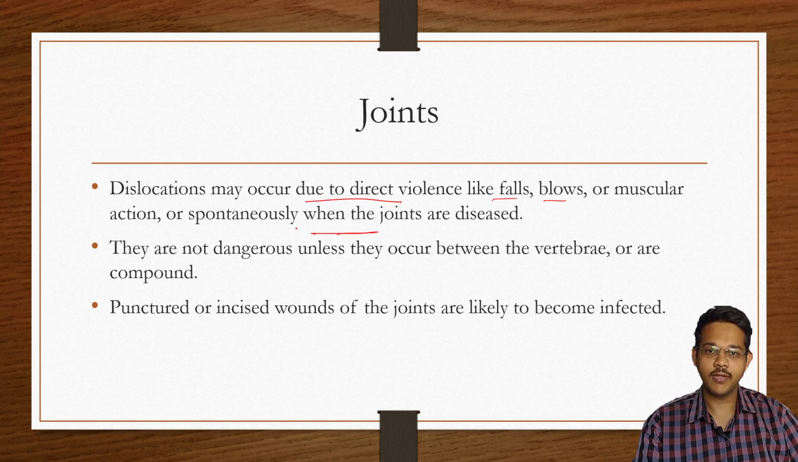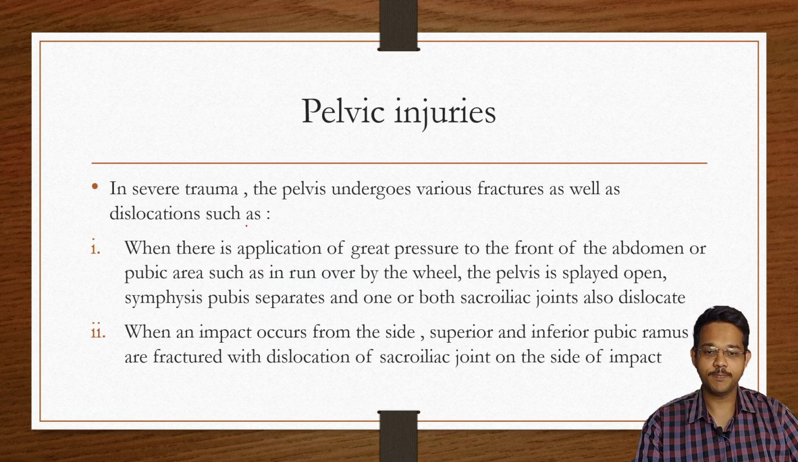Except for direct injury to the joints, some indirect injuries may lead to dislocation of the joints. They are not dangerous unless they occur between the vertebrae or are compound. So unless the dislocated bone pierces the skin, they are not so dangerous. But if the dislocation is in the spine, at the vertebrae, it becomes dangerous. Punctured or incised wounds of the joints are likely to become infected and the chances of septicemia may occur.